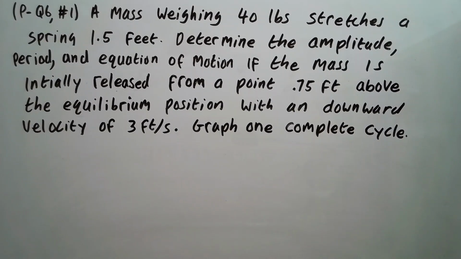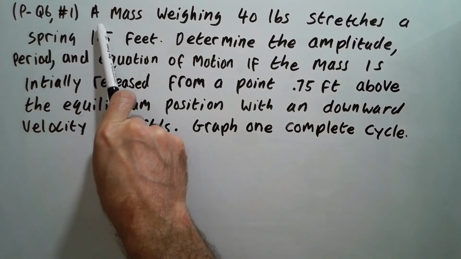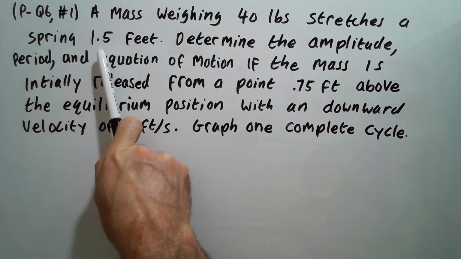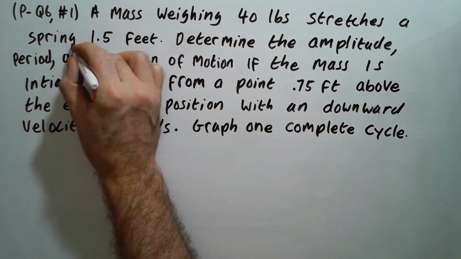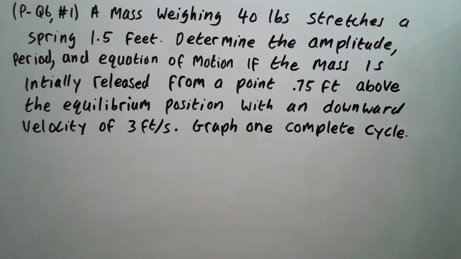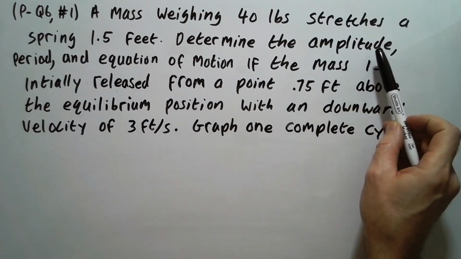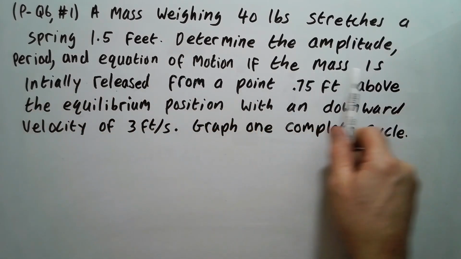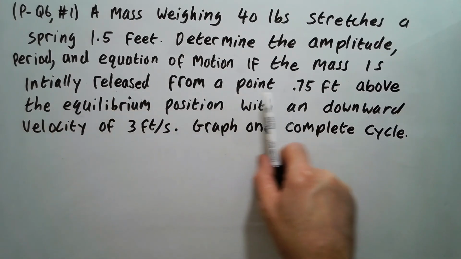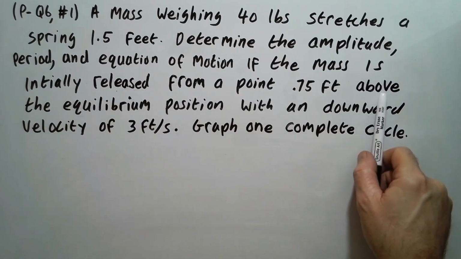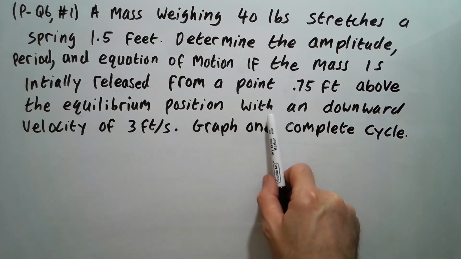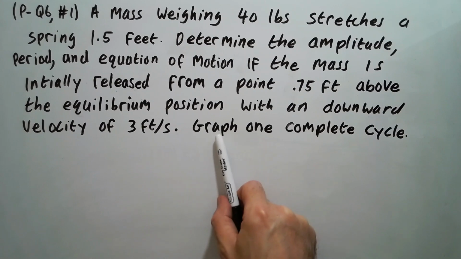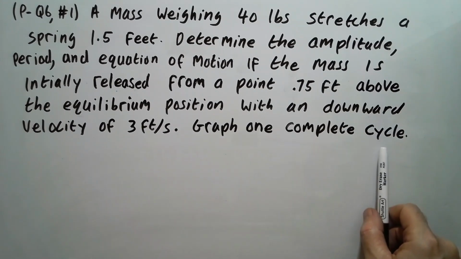Okay, so let's look at practice quiz 6, number 1. It says a mass weighing 40 pounds stretches a spring 1.5 feet. Determine the amplitude, period, and equation of motion if the mass is initially released from a point 0.75 feet above the equilibrium position with a downward velocity of 3 feet per second. Then we also have to graph one complete cycle of this.